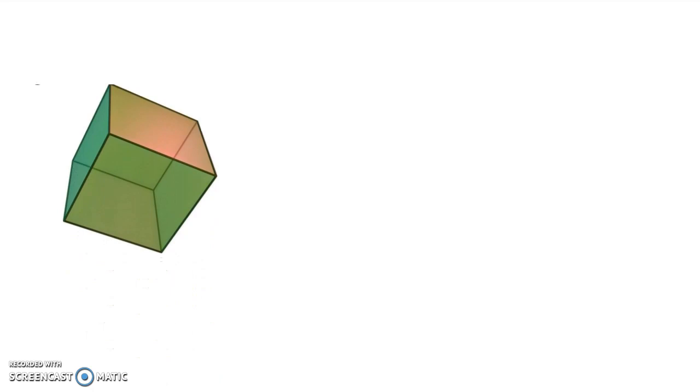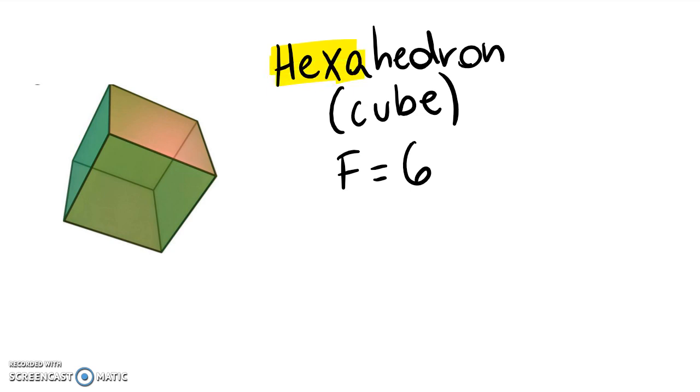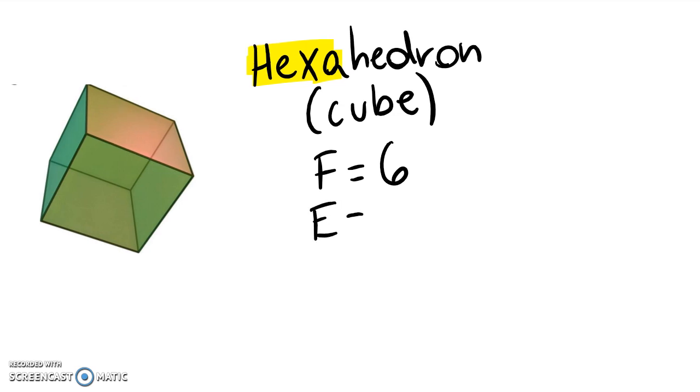Next, we're going to look at a hexahedron. A hexahedron actually has a very nice name that's a little bit simpler. It's just a cube. So each side of our cube is a square. We have 6 faces, hence hexa. So we always get this sort of prefix from the number of faces rather than anything else in our polyhedra. So we have 6 faces, we have 12 edges, and we have 8 vertices.